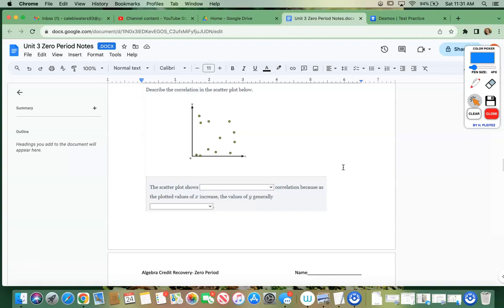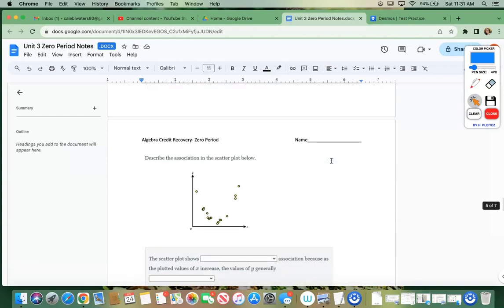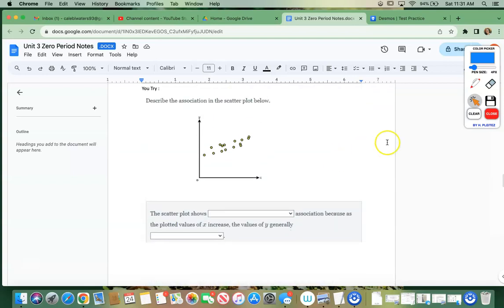Okay, so there's that one. Well, if you looked at it more from this angle, you might think it's going up, but then you see all these. So there's really not much going on there. So we can say the scatter plot shows no correlation because as the plotted values of x increase, the values of y generally show no pattern. Okay, so no real pattern there. All right, I want you guys to go ahead and try this one and that one. Then we'll come back together and check these two.